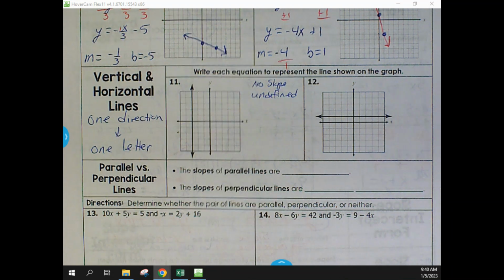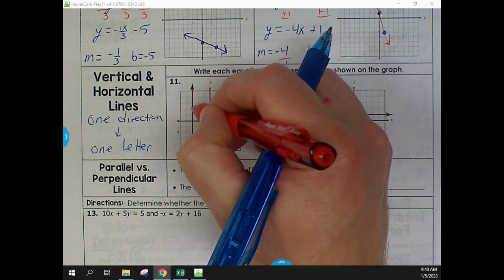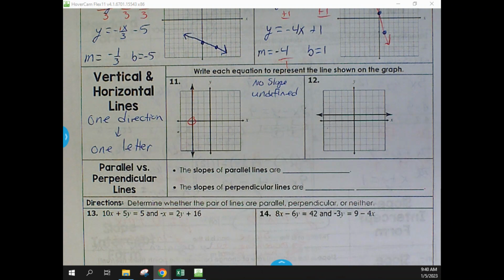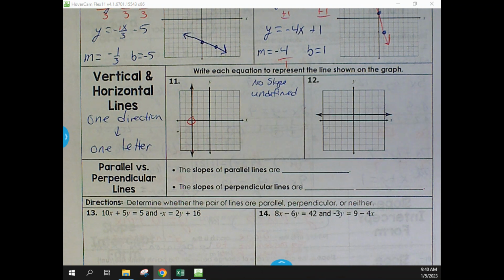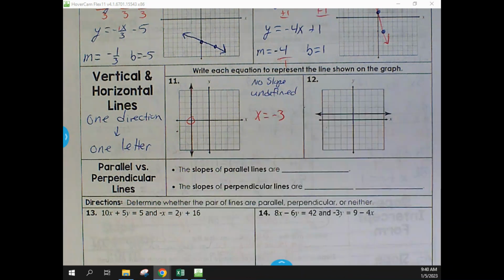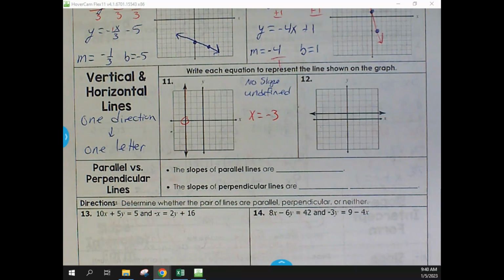Which axis does this vertical line touch? It hits the x-axis, right? Where does it hit the x-axis? What number? There you go. So they ask you to write an equation. You tell me what axis it hits, and you tell me where it hits it. You're like, oh, that's it? Yeah, that's it. Just tell me where it hits and what value it's going to be.